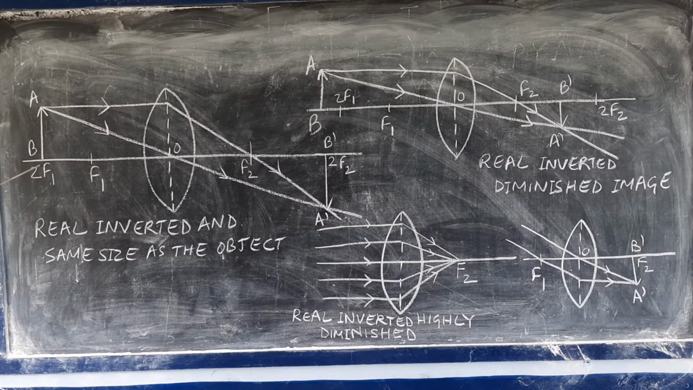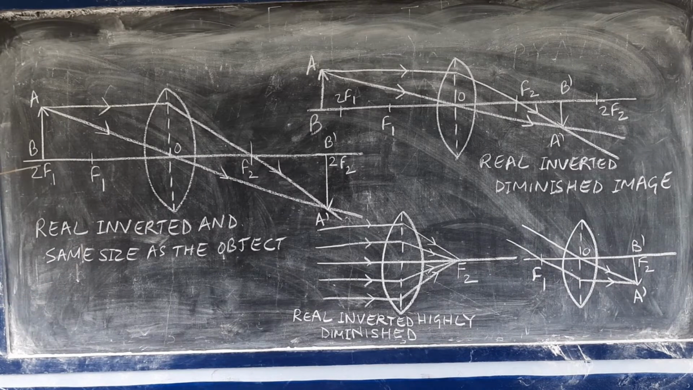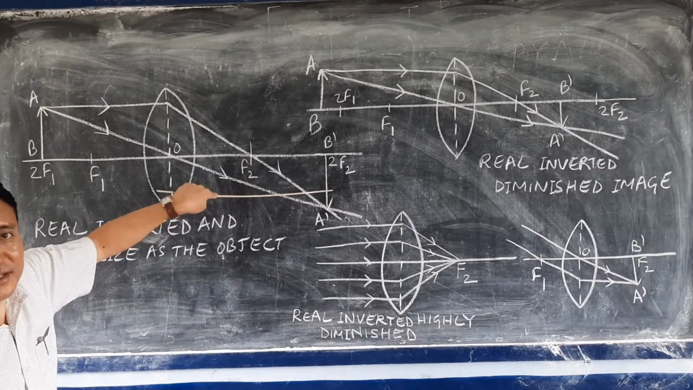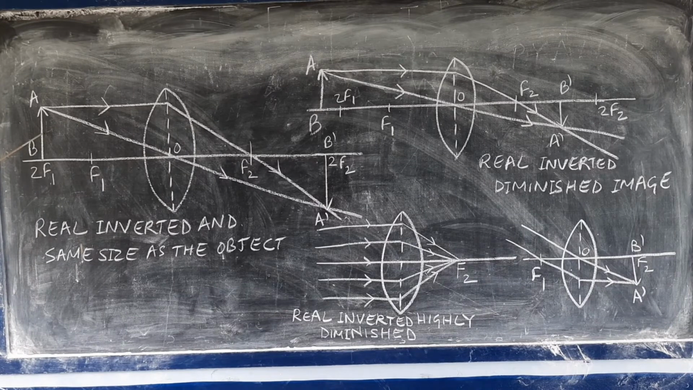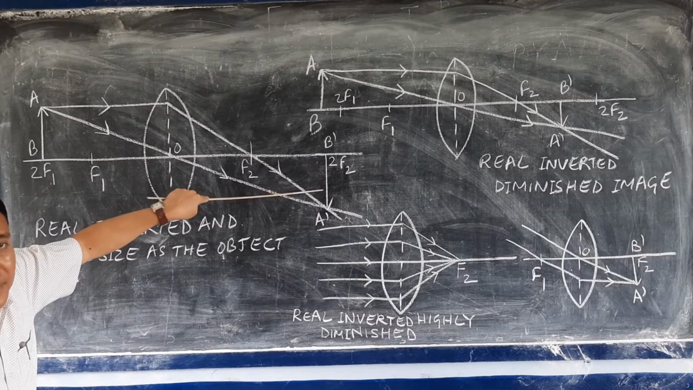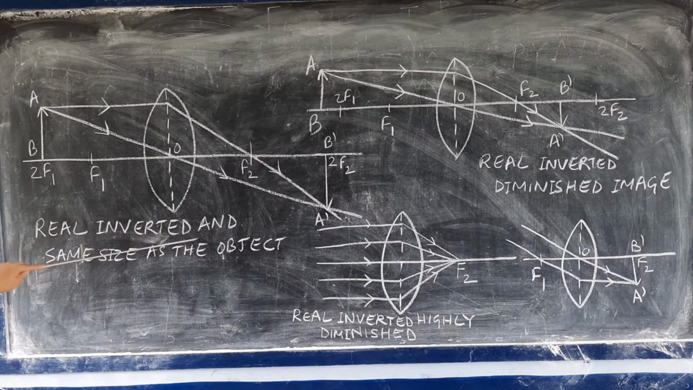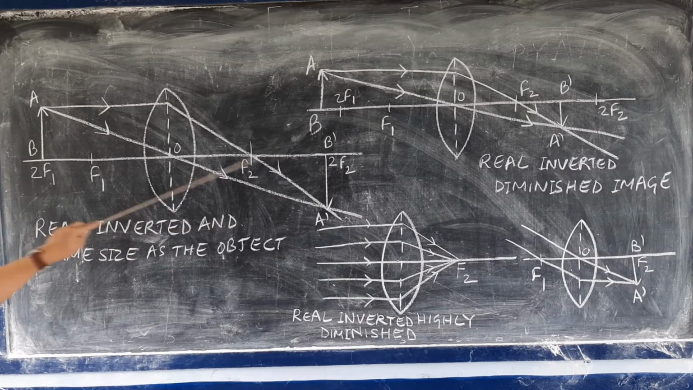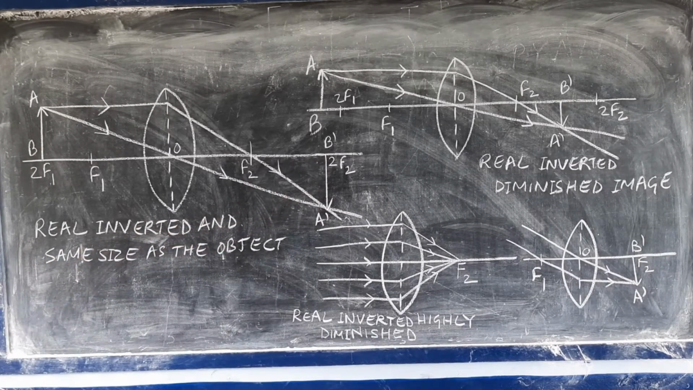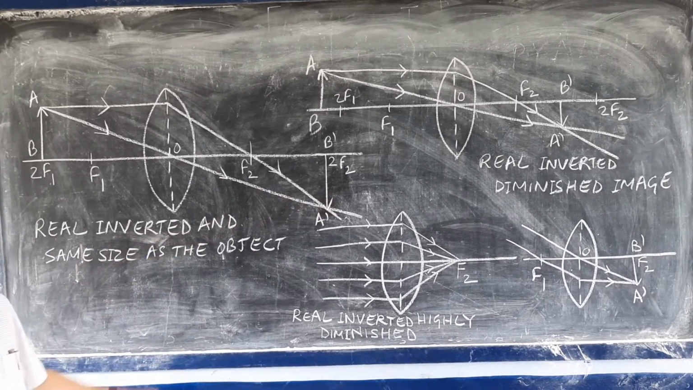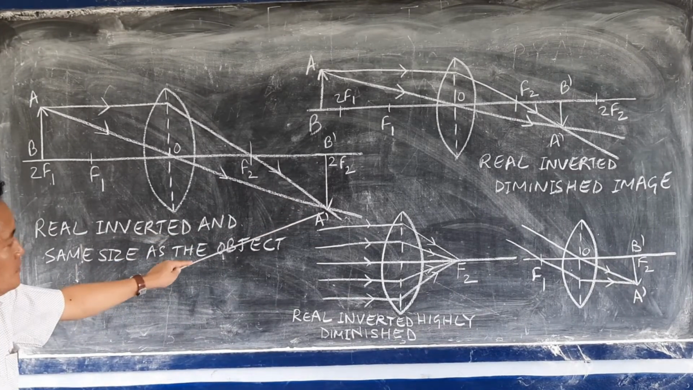Now, when the object is at twice the first focal point, the image is formed at twice the second focal point. Remember this. Now, the image is real, inverted, and the same size as the object. Inverted and real images are formed. Why is a real image forming? Because the refracted rays intersect, they meet at one point.